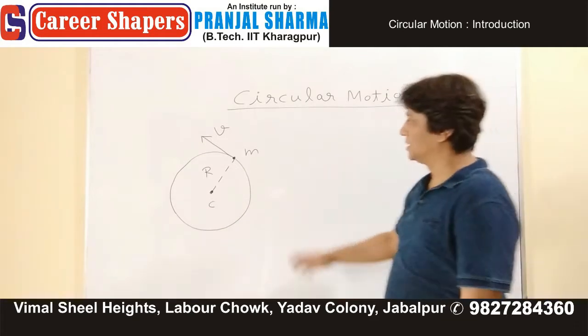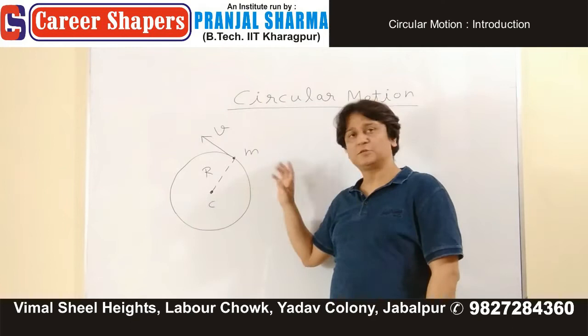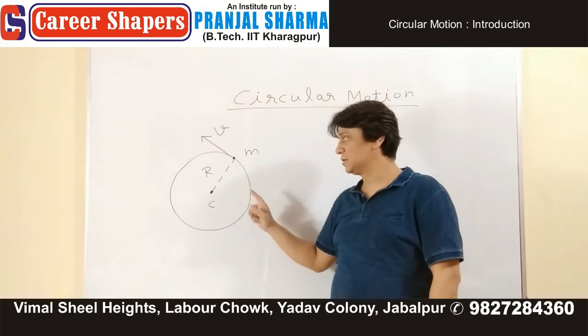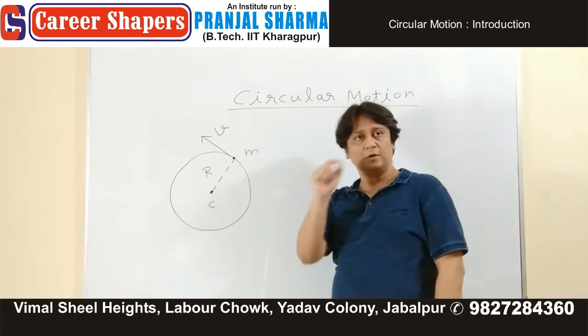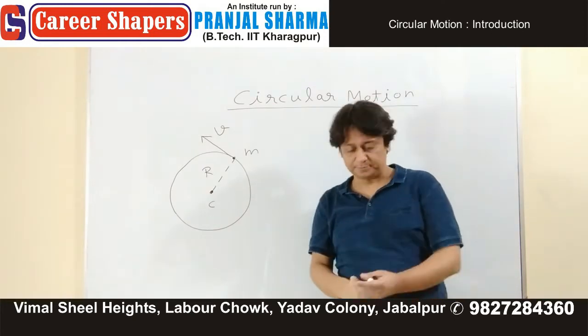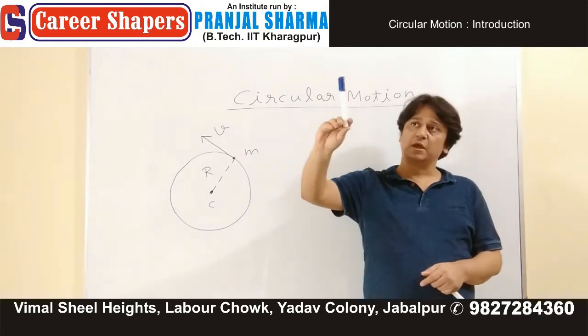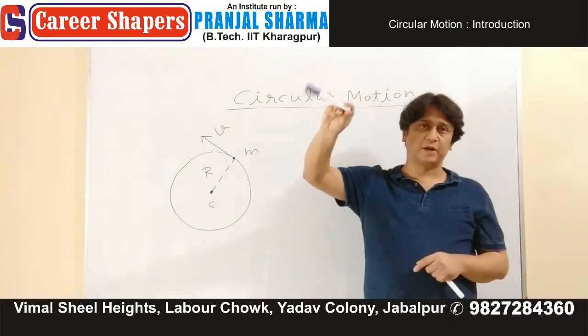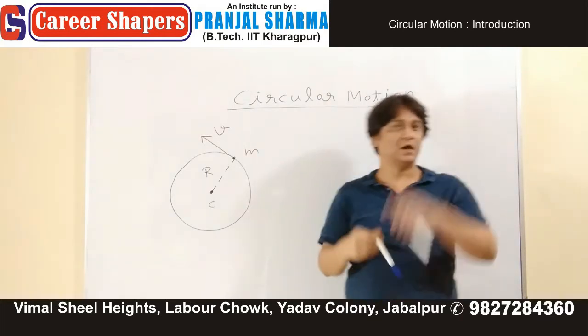Simple technical terms and all, nothing special. Object is moving, and it is moving such that its distance from a fixed point. Now, you need to remember fixed. For example, suppose take an example of this. If I rotate this marker, let me ask you first and then I'll explain everything.